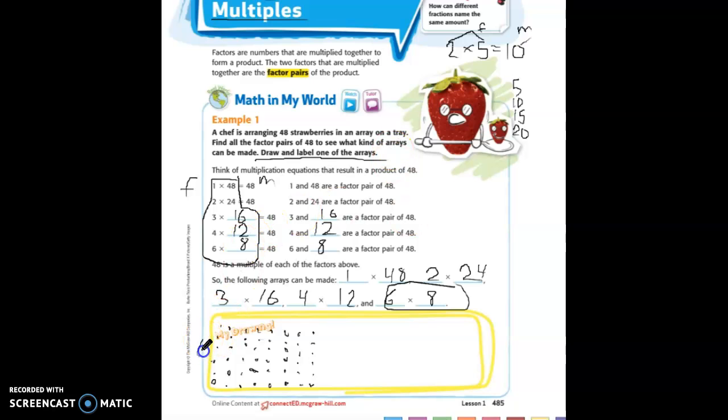I would just label it 6 and 8, which are the factor pair, the last factor pair. I could have chosen any of these factor pairs to show. So that is the factors.